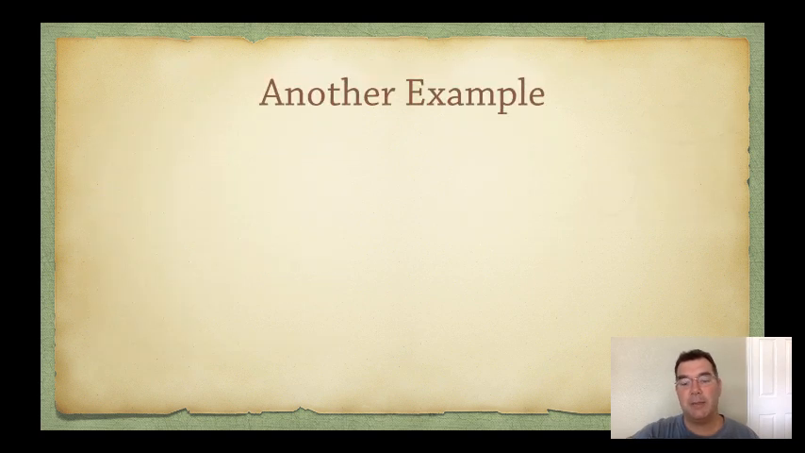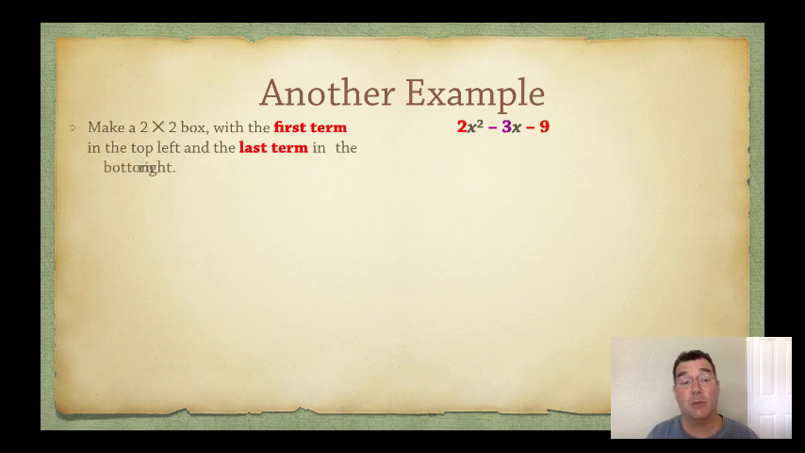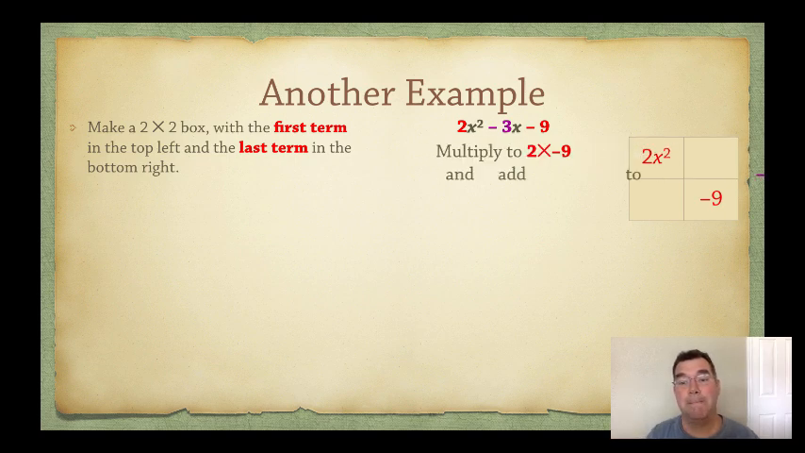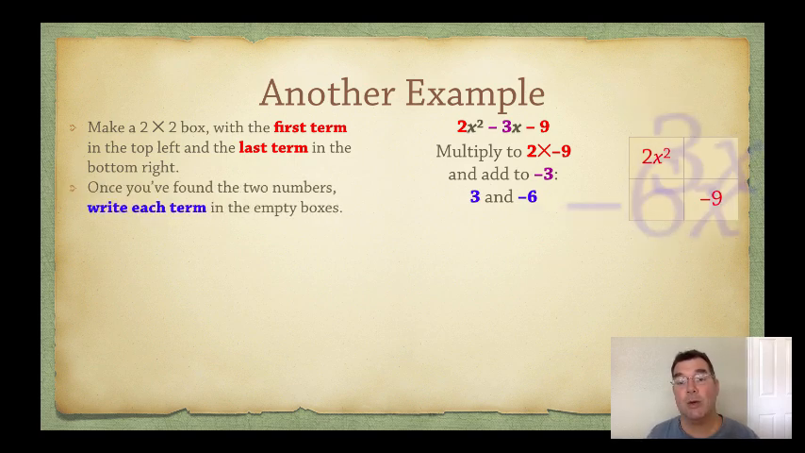All right, let's do another example of this just to be sure. So I have 2x squared minus 3x minus 9. That was the second example that I did for the first method as well. Still going to make a 2 by 2 box. 2x squared goes in the top left, negative 9 goes in the bottom right, but I'm going to have to split up that negative 3. So I need 2 numbers that multiply to give 2 times negative 9, whatever that is, and add to give negative 3. Those 2 numbers, if you remember, were 3 and negative 6. So I put 3x in one of the boxes and negative 6x in the other box, and it doesn't matter which one goes where.